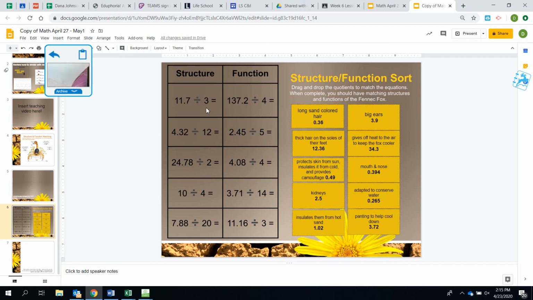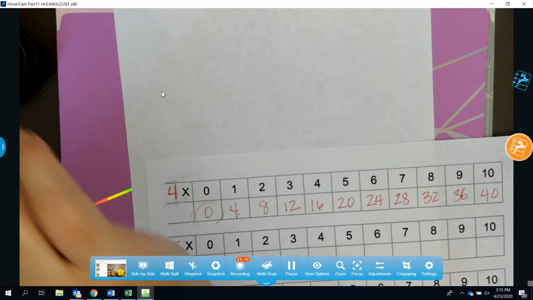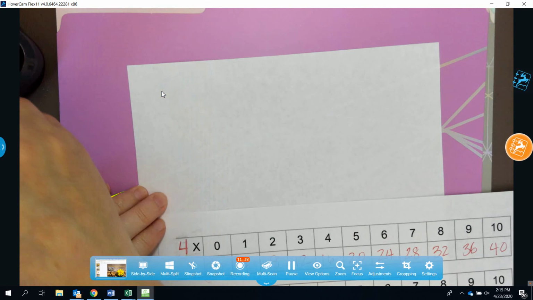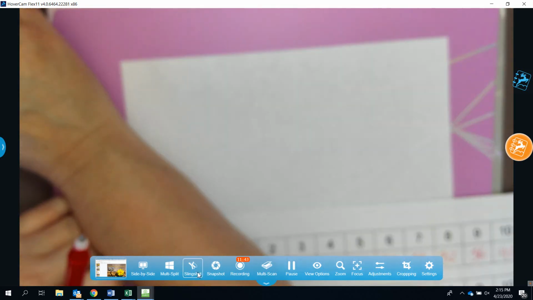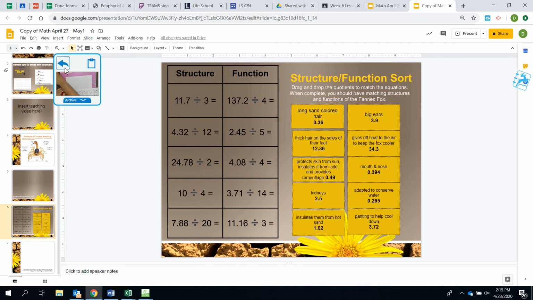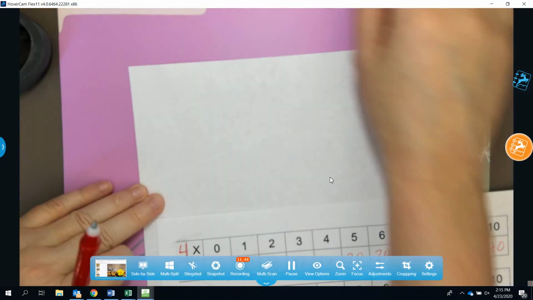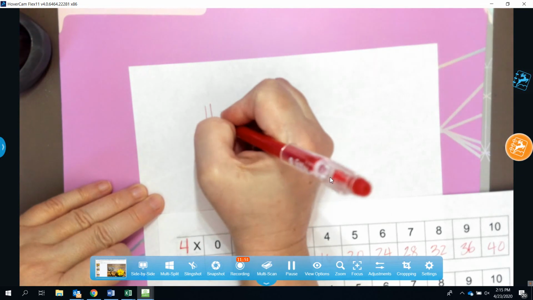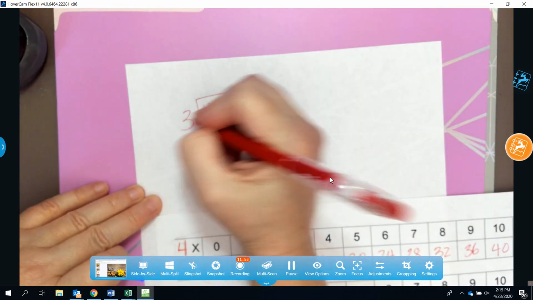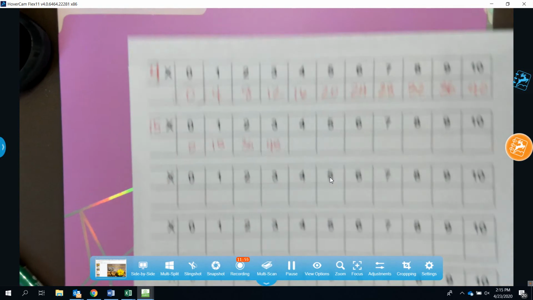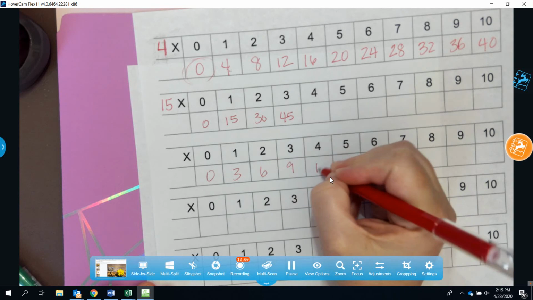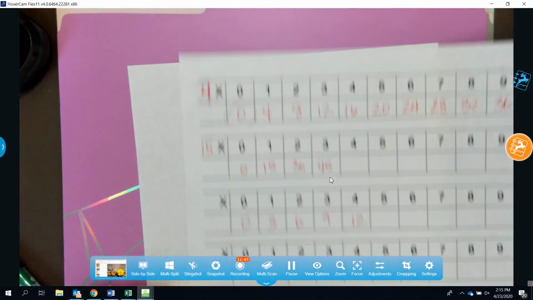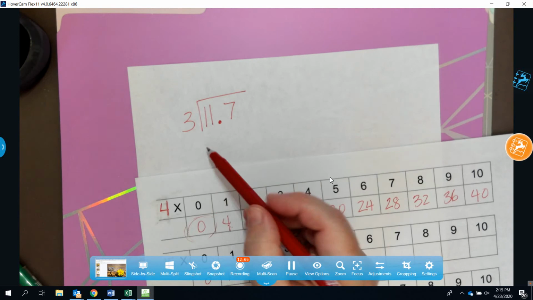So let's go back to our paper. I didn't read that number. What was that? 11.7 divided by 3. All right, 11.7 divided by 3. Okay. If you wanted to use this chart right here, you could certainly write your 3's right here to help you. Write it all the way down. That would help. And then do your dividing right here.